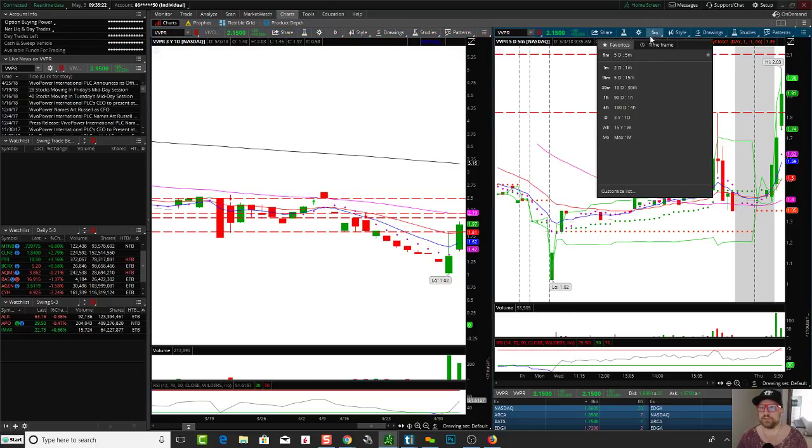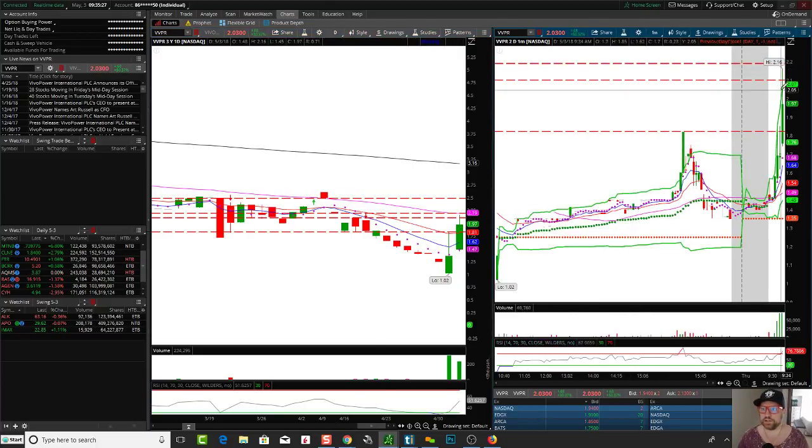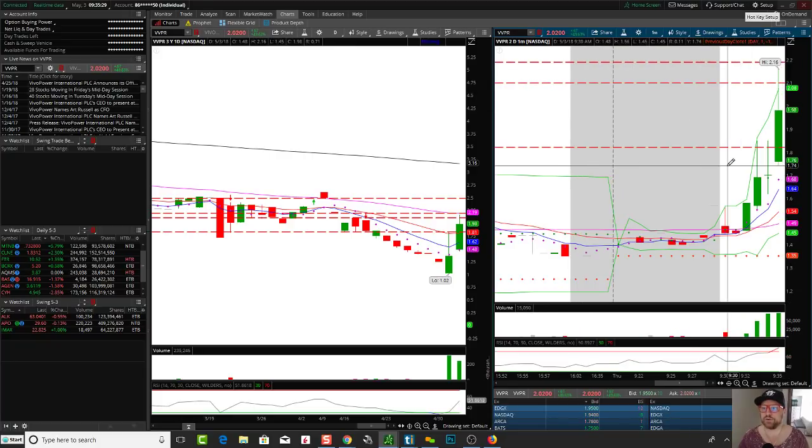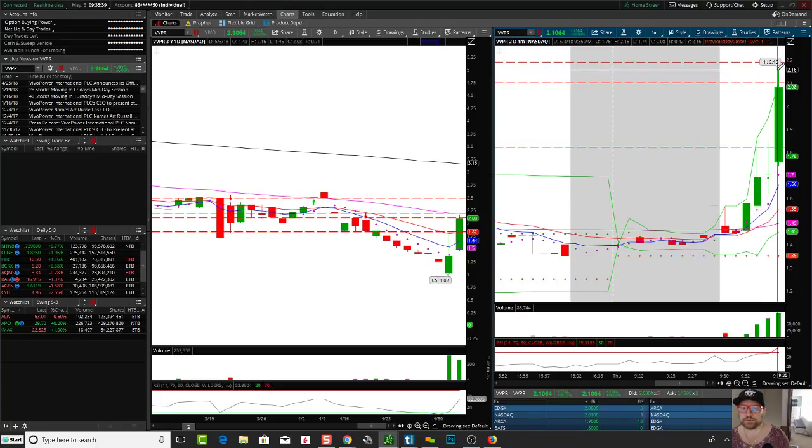This is on the 5. Let me do a 1 minute right here. When it gets really overextended like this, you have to be careful where you get your entries, as close to that 9 EMA as possible, right? When you start getting in way out over here, this is where the danger happens, right? So this is at 210 right now. It could easily give back 20 or 30 cents, right?